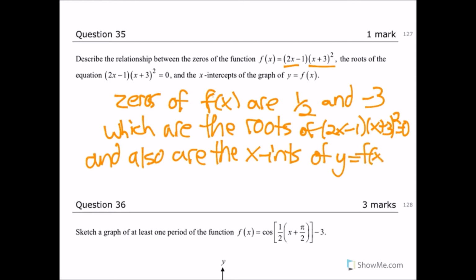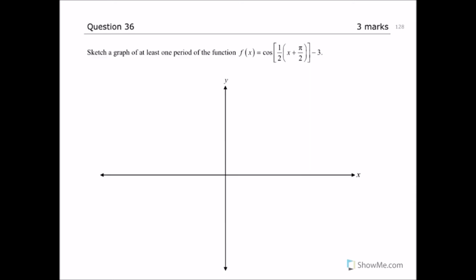So it's just getting you to notice the different ways of stating quadratics. The whole point here is that the relationship is they're the exact same thing, just different ways of saying it.